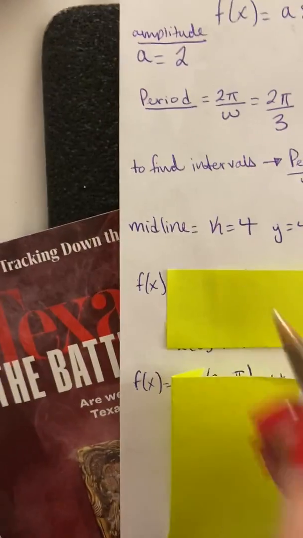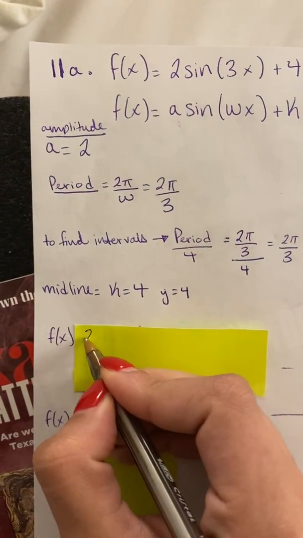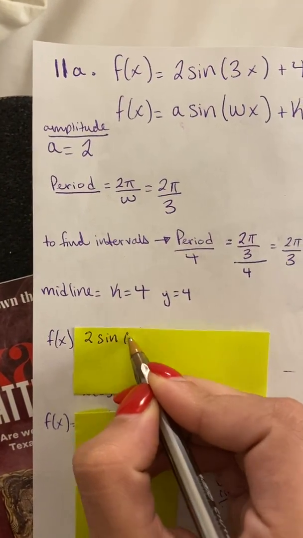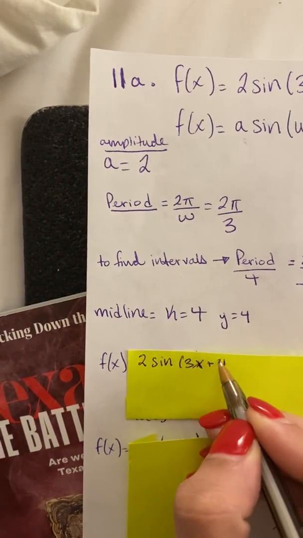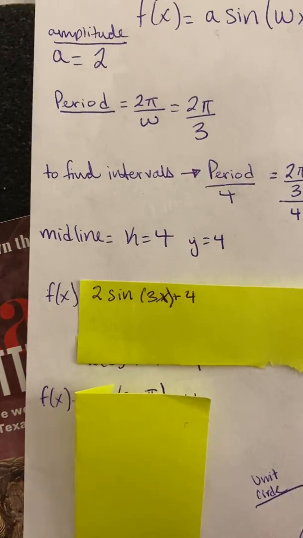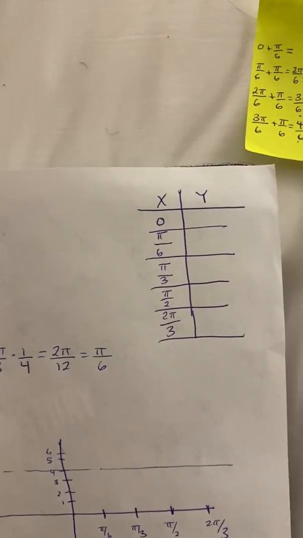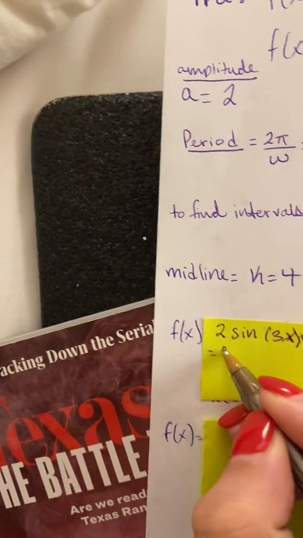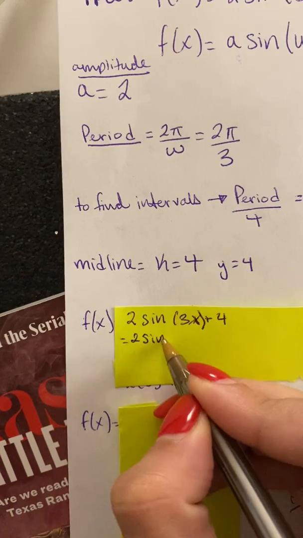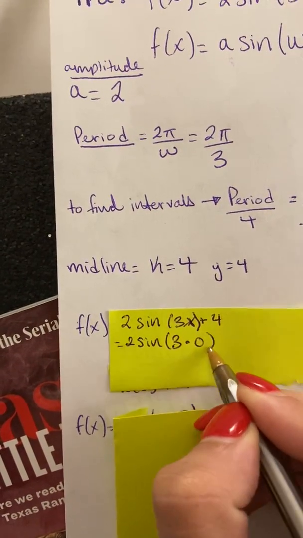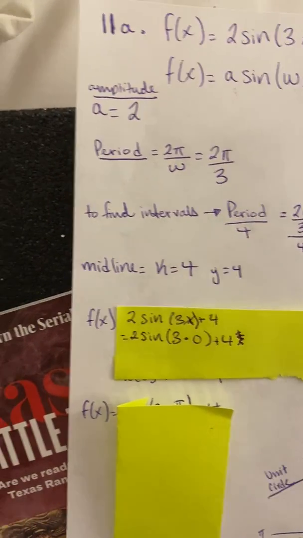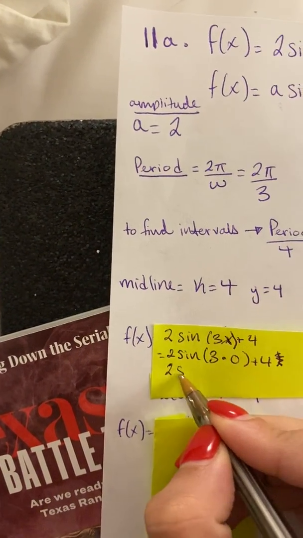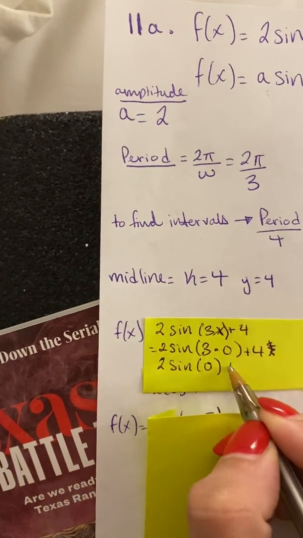So we know that f of x, the equation that we've been using, is 2 sine 3x plus 4. So we already have x values that we got from our interval. Let's plug in that first one. Let's plug in 0. So we've got 2 sine 3 times 0 plus 4. To simplify, then we have 2 sine of 0 plus 4.